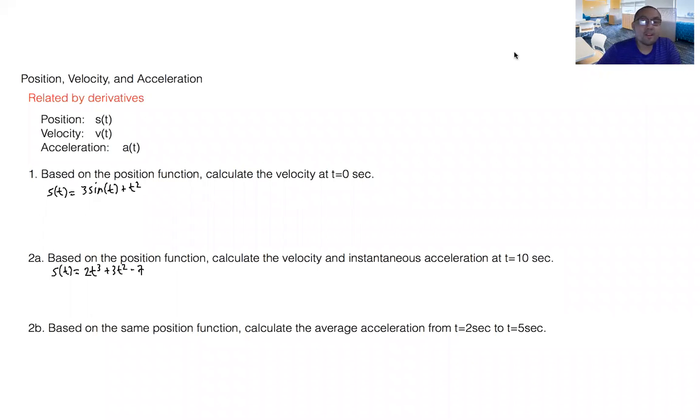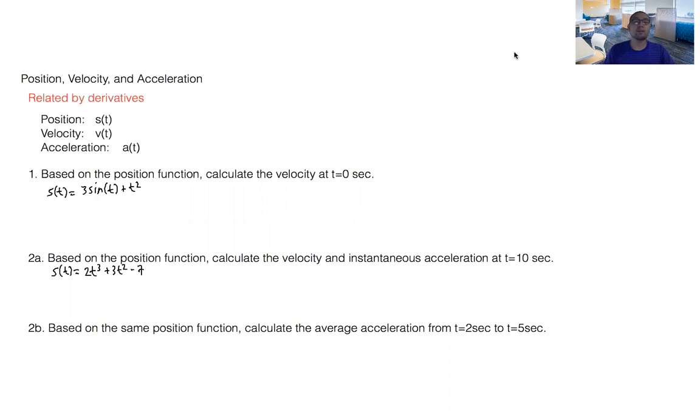What's going on, everybody? So let's talk about position, velocity, and acceleration in terms of functions and their derivatives. Position, velocity, and acceleration are terms that you're going to see a lot in calculus, physics, dynamics, whatever else you're going to take.